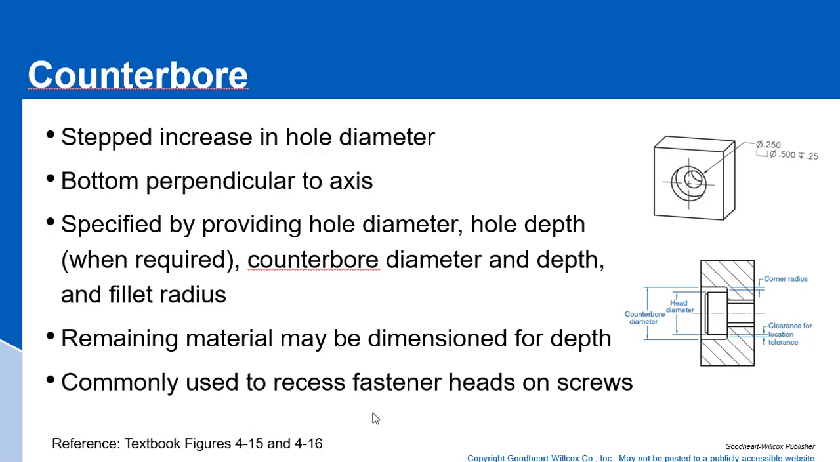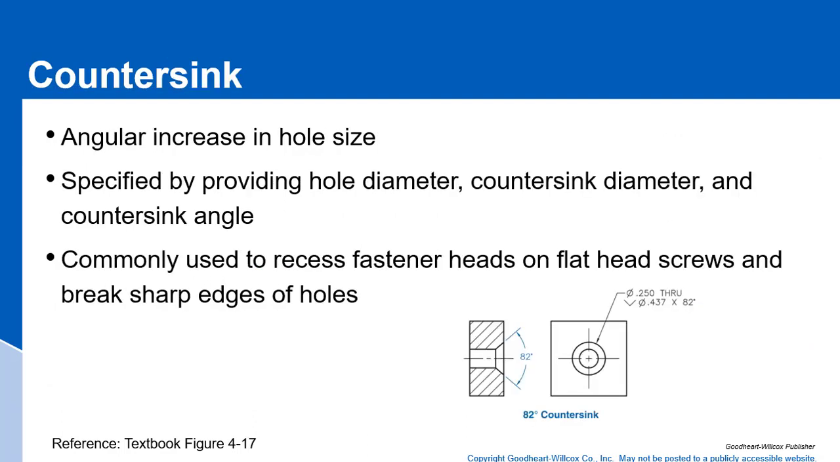And it's commonly used, as shown in here, to recess the head of a fastener. So you need hole diameter, hole depth when that's required, counterbore diameter and depth, and you also need the fillet radius. A countersink. A countersink is an angular increase in hole size.